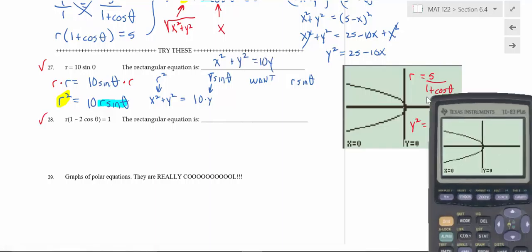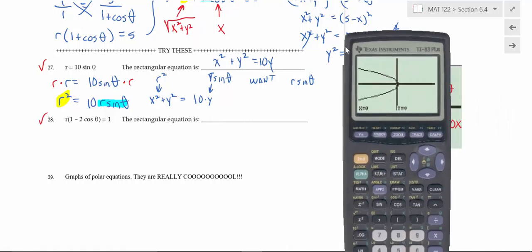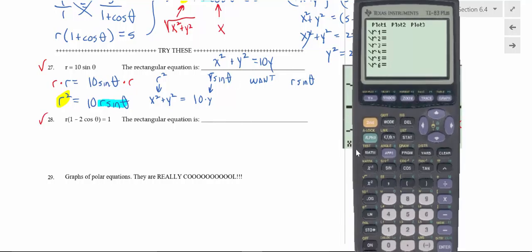Now this one is either a circle or an ellipse. It's actually going to be a circle, and I think the center is going to be on one of the axes. So let's put this in polar just to have a record of this also. So if we go through and do 10 sine theta like this and graph this out, you should see a circle.